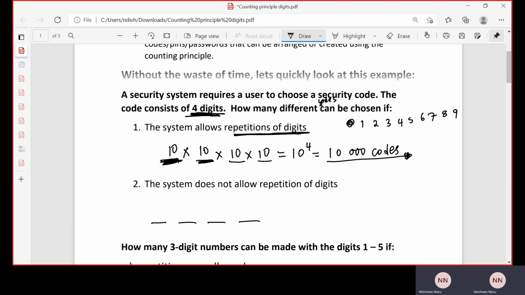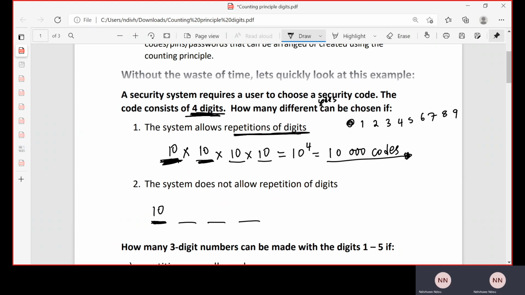These are our digits. In the first position, how many choices do we have? That's the question you ask yourself while answering a counting principle question. You can choose 0, 1, 2, 3, 4, 5, 6, 7, 8, 9.